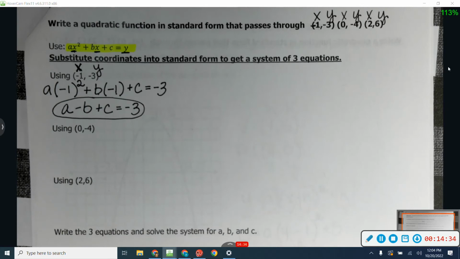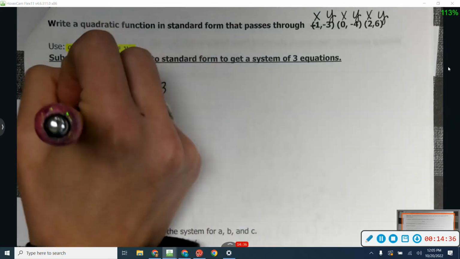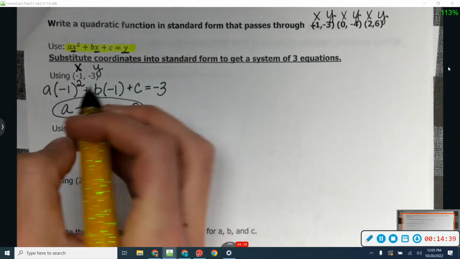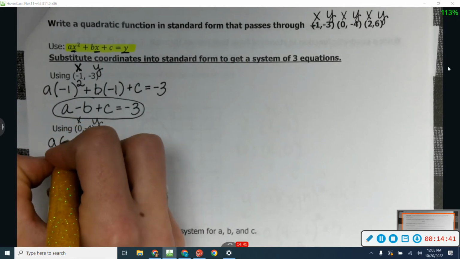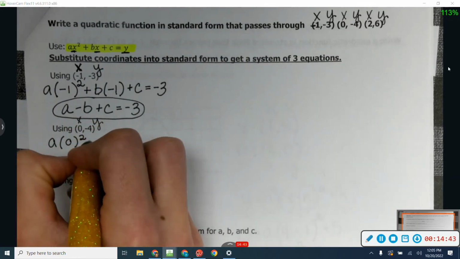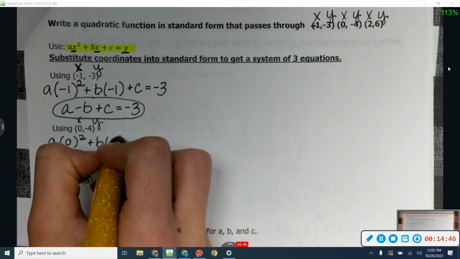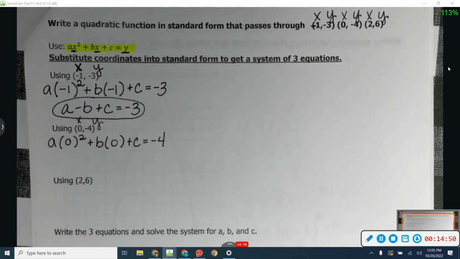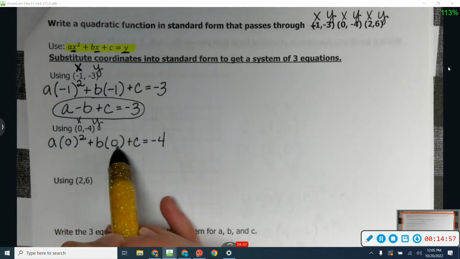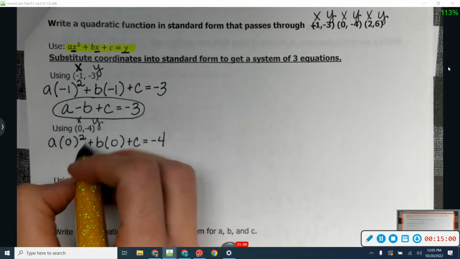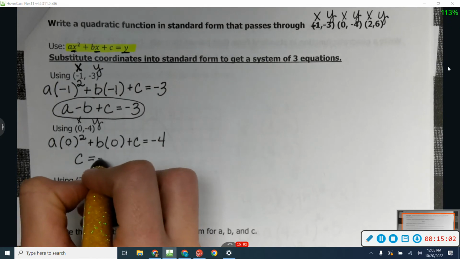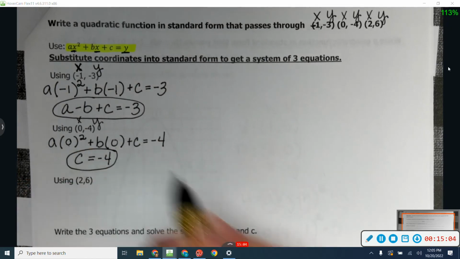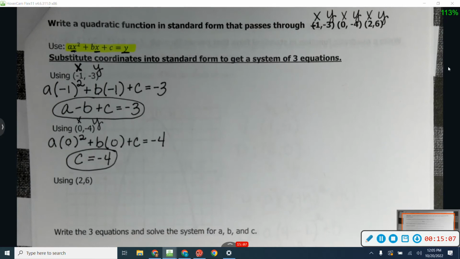Okay? I'm going to do the same thing for 0, negative 4. My 0 is my x, my negative 4 is my y. So I'm doing a times 0 squared plus b times 0 plus c equals negative 4. What happens when I have my 0? It goes away. So I've got c equals negative 4, and that's all that I'm left with for my second equation.